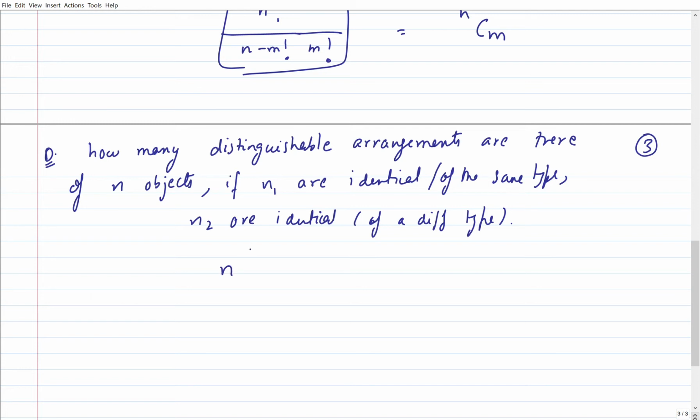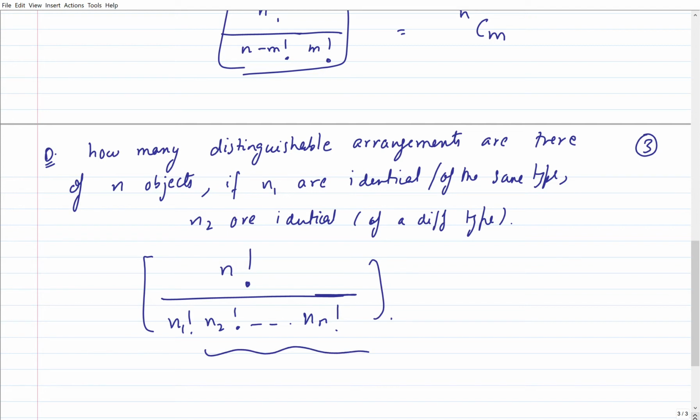So the total number of permutations is n factorial, but each distinguishable permutation appears n1 factorial, n2 factorial times, so on and so forth, nr factorial times. So this is going to be the number of distinguishable permutations when n1 are of one type, n2 are of second type, so on and so forth.